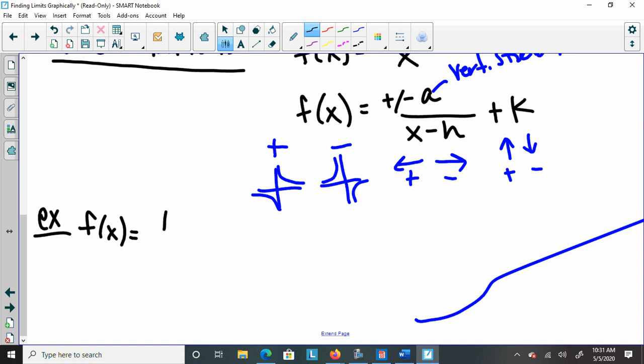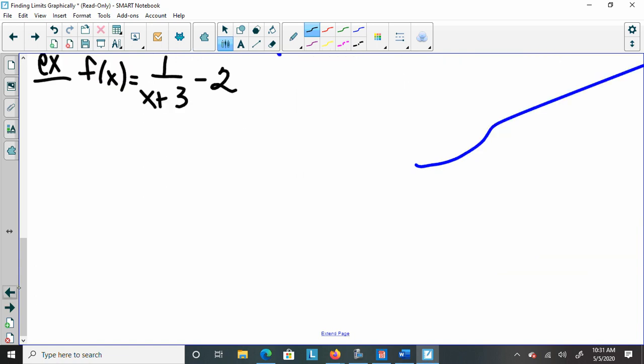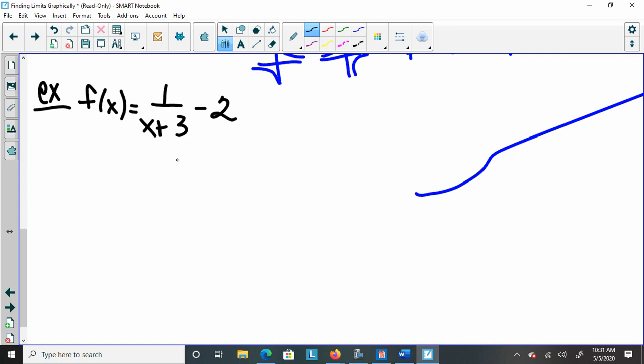Let's just do 1 over x plus 3 minus 2. So I look at this, I don't have a minus up there, so that's good. I don't have a flip. But it looks like I've got a number with the x, and that's going to tell me if I'm moving it to the left or to the right.